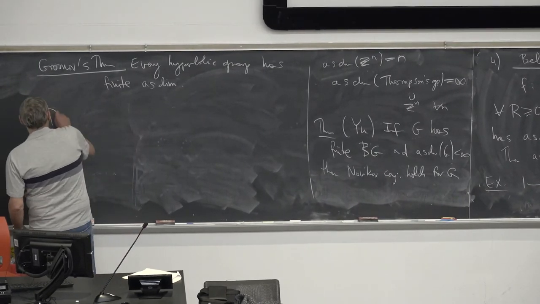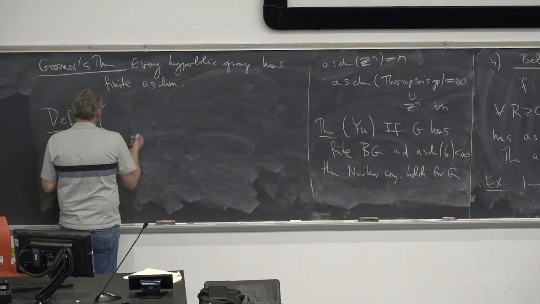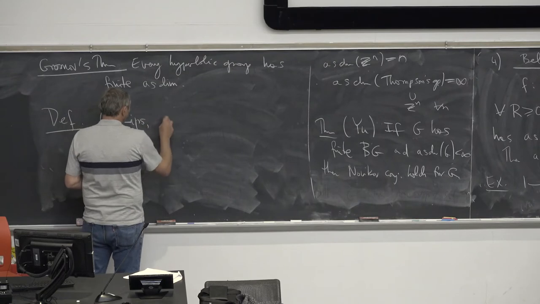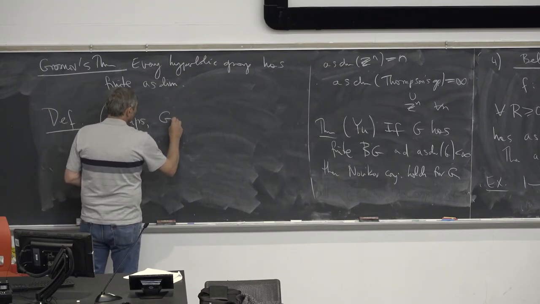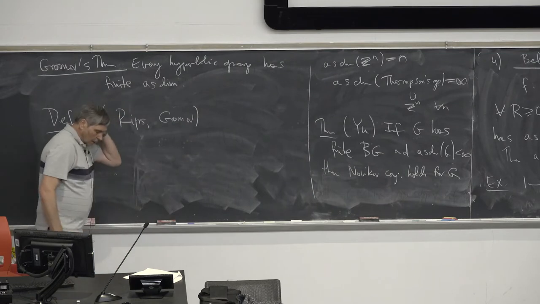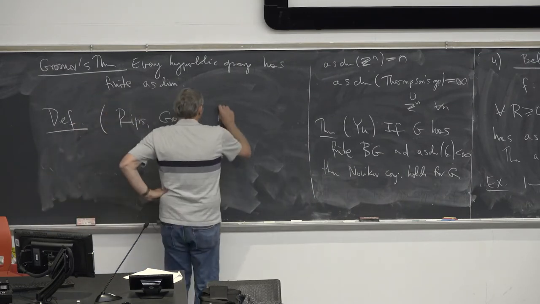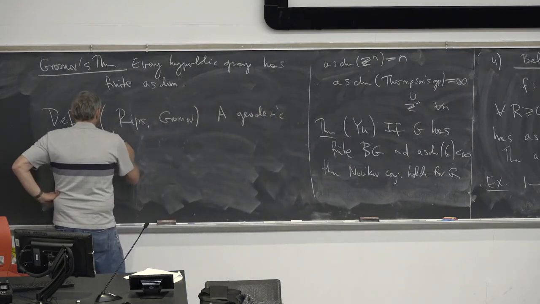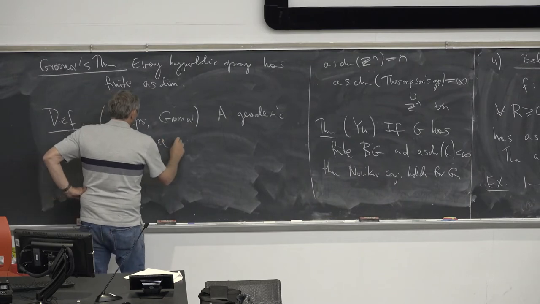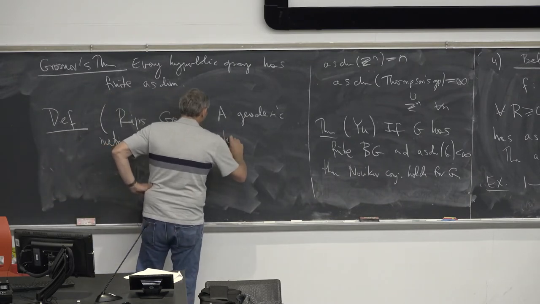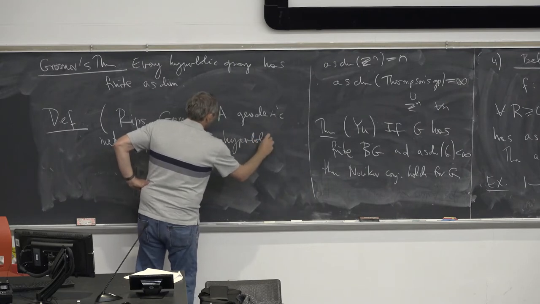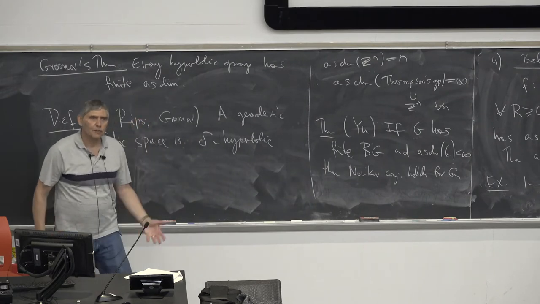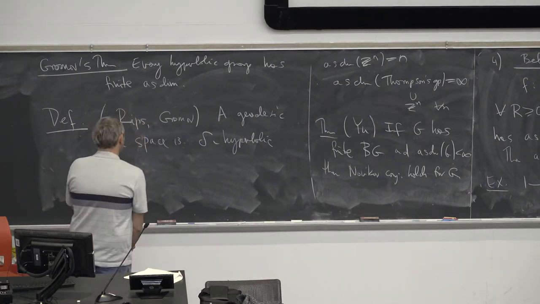OK, so definition. Gromov attributes this definition to Rips, and then Gromov had some alternative definitions of the same concept. But it goes like this. Say a geodesic metric space is delta hyperbolic. Here, as opposed to calculus, you're supposed to think of delta as being very large. Delta is not small. It's Gromov's delta.